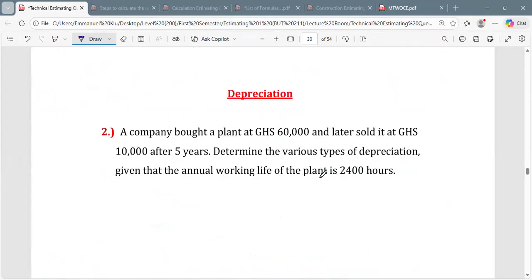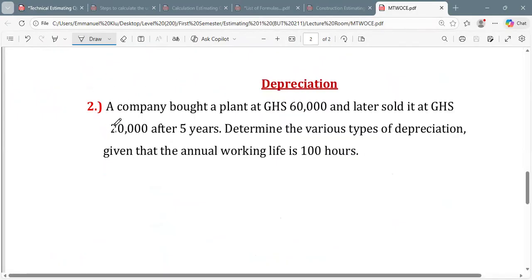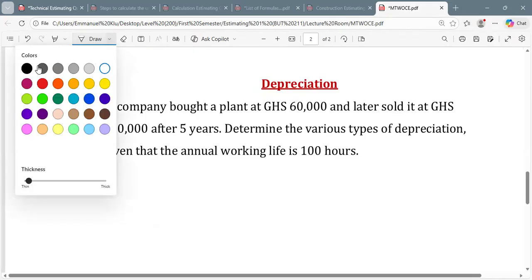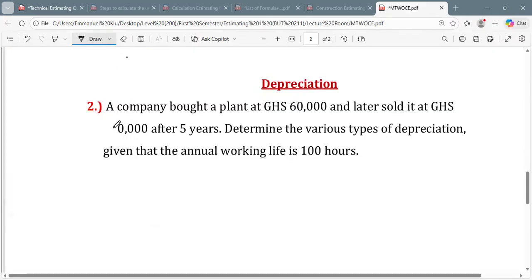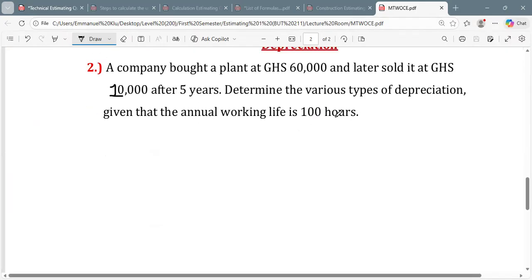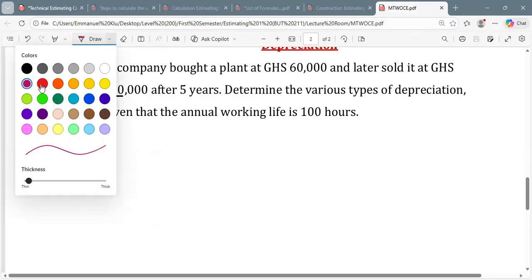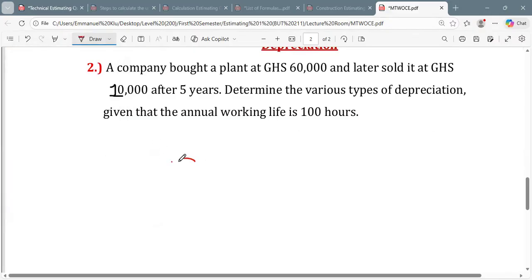Here it says 10,000. Okay, then let's adopt that. So let's say this is 10,000. So let's proceed. We are just going to start from our given and see how best we can be able to travel. Okay. So this is our given.